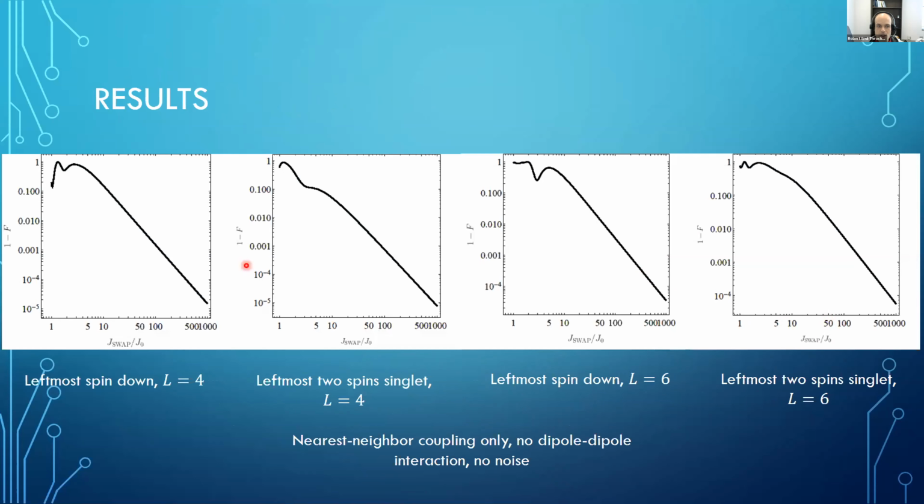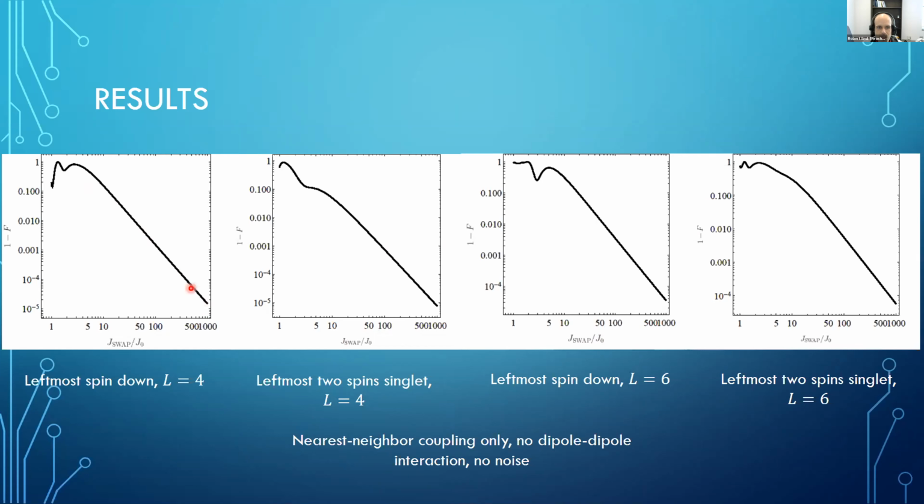So now I present the results of my calculations. Here are those two situations I described: leftmost spin down with 4 spins, and then the leftmost 2 spins in the singlet state, again with 4 spins, and then these 2 plots are for 6 spins, same 2 situations. What I'm plotting here is the infidelity, just 1 minus the fidelity, as a function of J swap. This is all just for nearest neighbor coupling only, so there's no next nearest neighbor coupling. The dipole-dipole interaction is not present, and there's no noise.